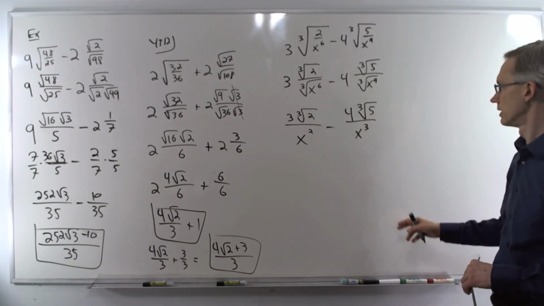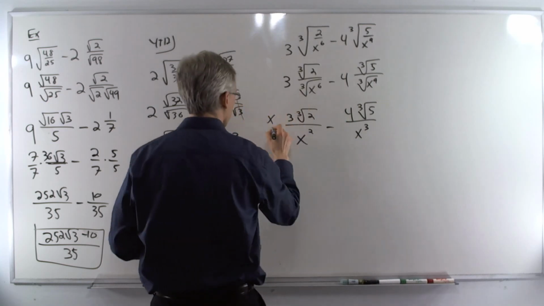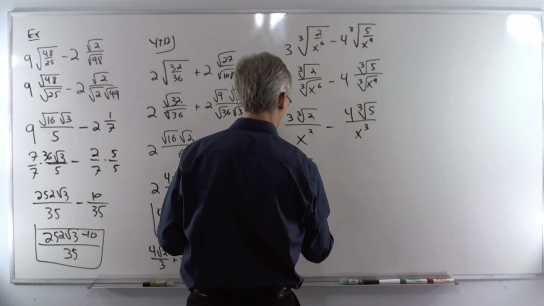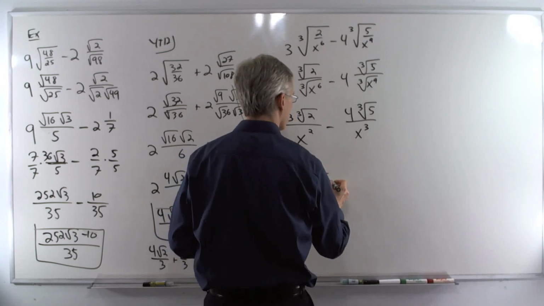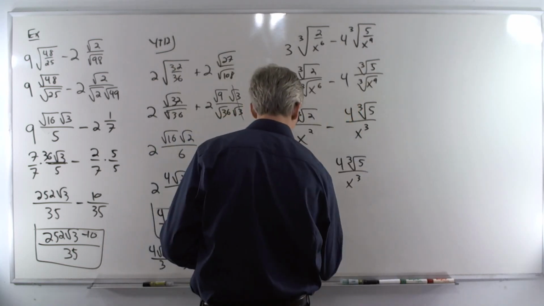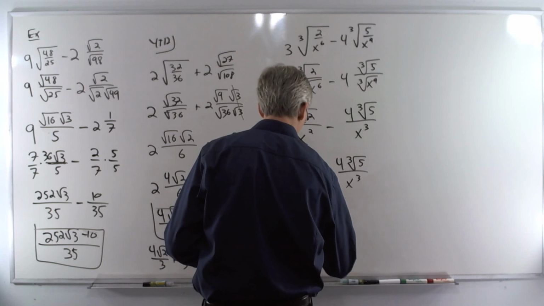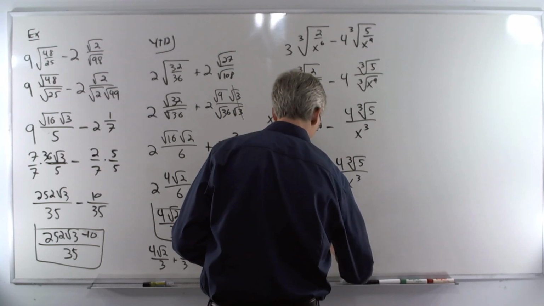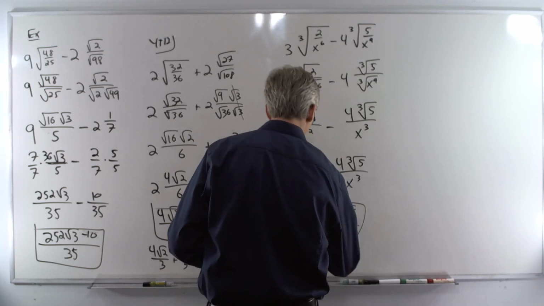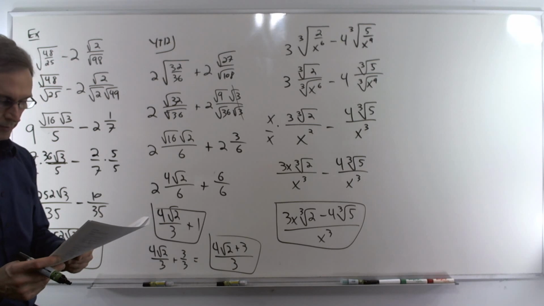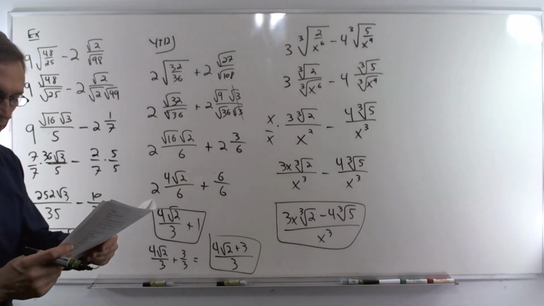All right, now if we want to combine these, we're going to need a common denominator. So I'm going to multiply this fraction by x over x. And that gives us 3x times the third root of 2 over x to the third minus 4 times the third root of 5 over x to the third. And then we can combine them. So we get 3x times the third root of 2 minus 4 times the third root of 5 all over x to the third power. All right, your turn, number 13.